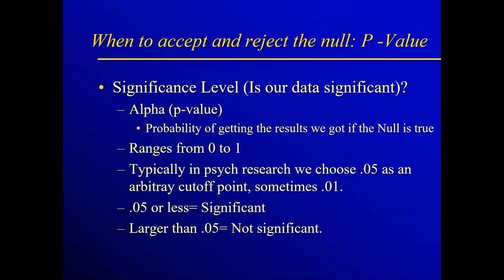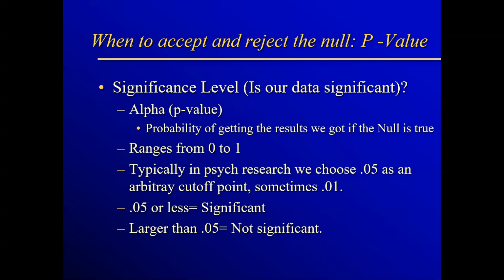So the p-value ranges from 0 to 1. And typically in psych research, we choose 0.05 as an arbitrary cutoff point, and I'll explain what that means later. Sometimes we choose 0.01. But typically in psych research, we choose 0.05, and that's what we're going to be choosing for Psych 203 and Psych 204. 0.05 is our cutoff point.